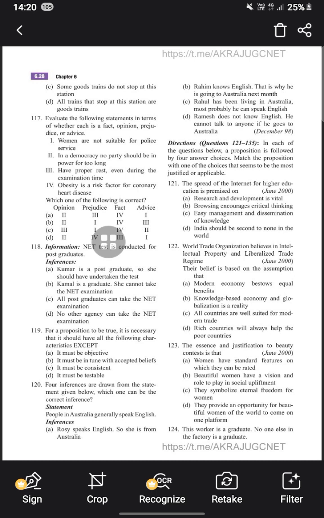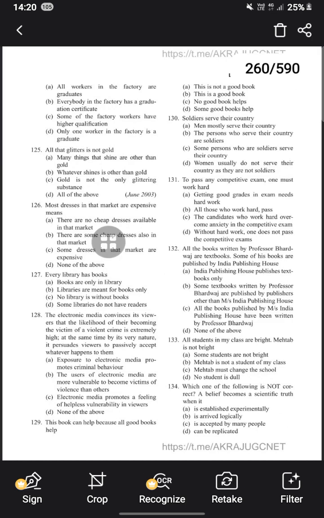This worker is a graduate, no one else in the factory is a graduate. 124 is D. Only one worker in the factory is a graduate. All that glitters is not gold. 125 is D. Most dresses in the market are expensive means 126 is C. Some dresses in that market are expensive. Every library has books. 127 is C. No library is without books.